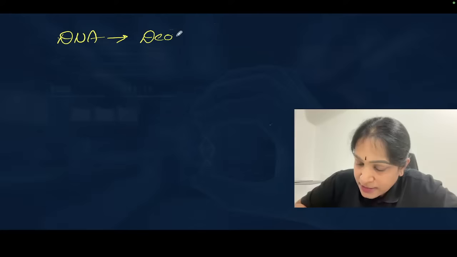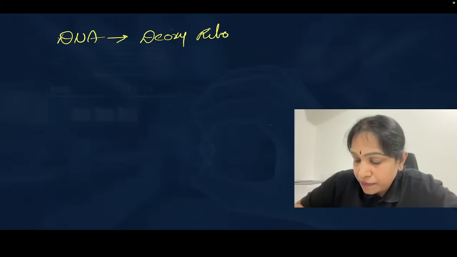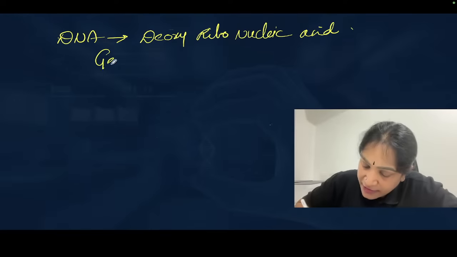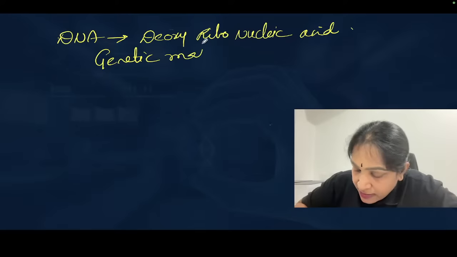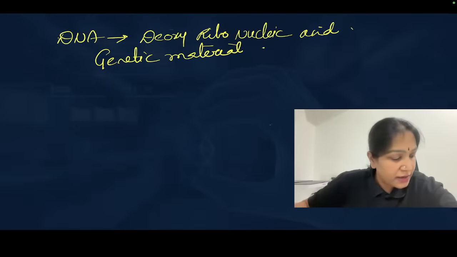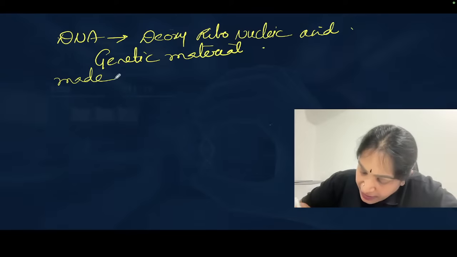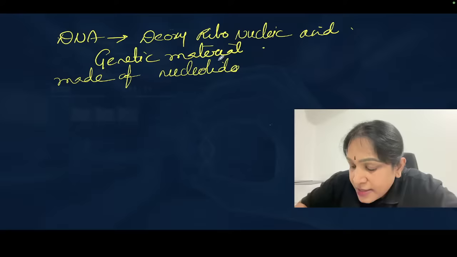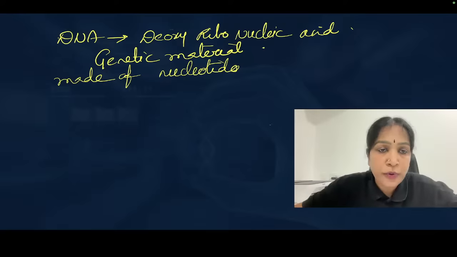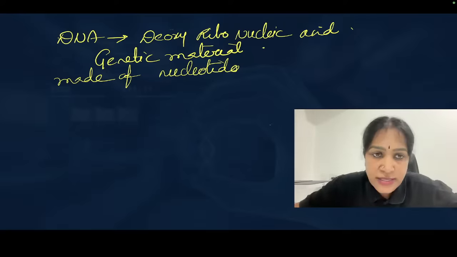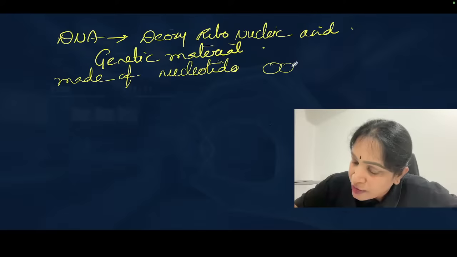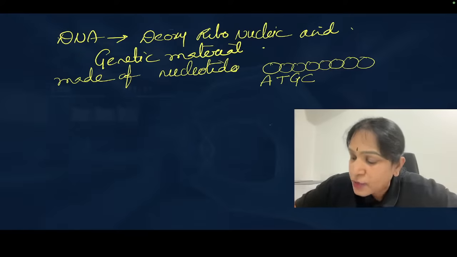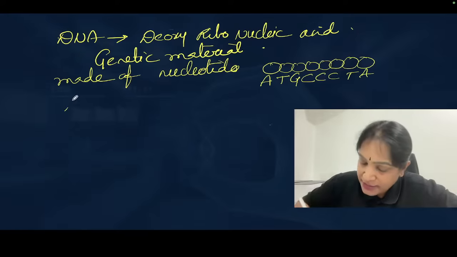DNA is deoxyribonucleic acid, and it is our genetic material. It is made up of nucleotides. Just like protein is a chain of amino acids, DNA is a chain of nucleotides. Each ball is like adenine, thymine, guanine, cytosine. Is it clear?